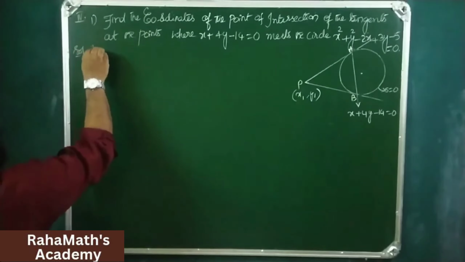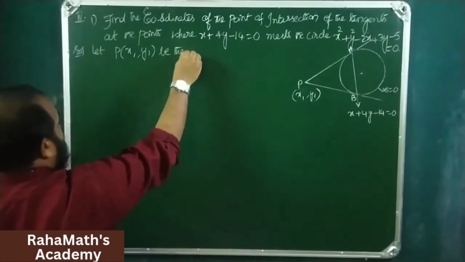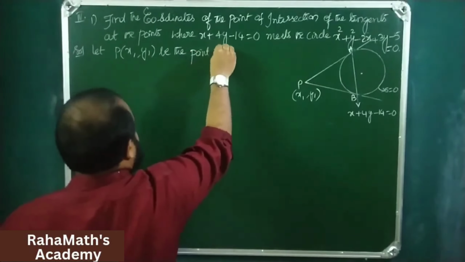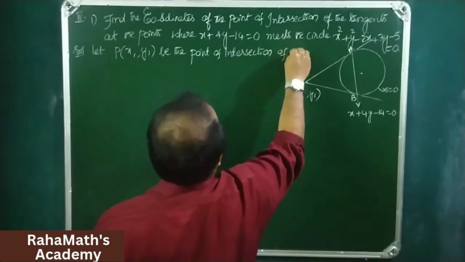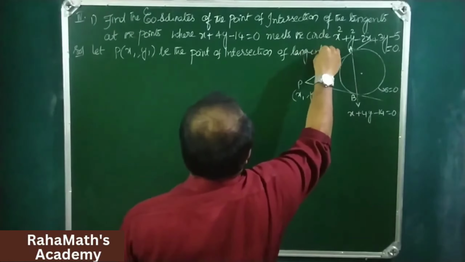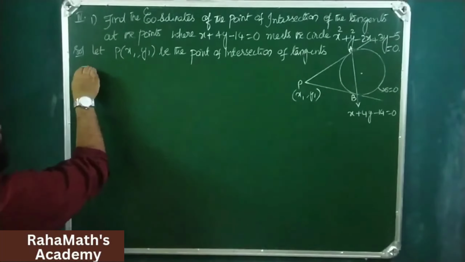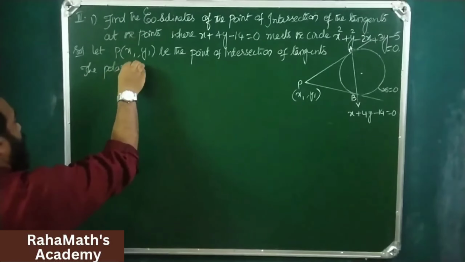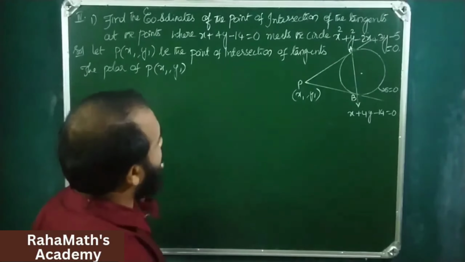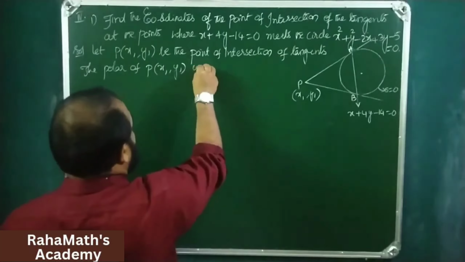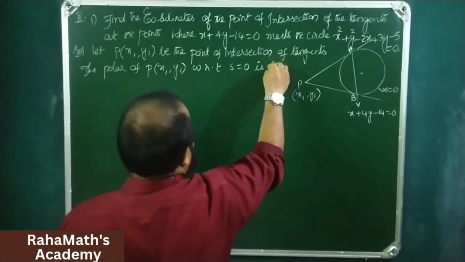Solution: let P(x1, y1) be the point of intersection of the tangents. So the polar of P(x1, y1) with respect to the circle S equals 0 is S1 equals 0.